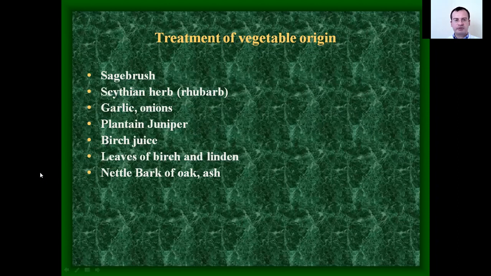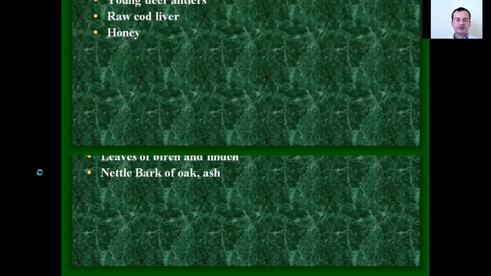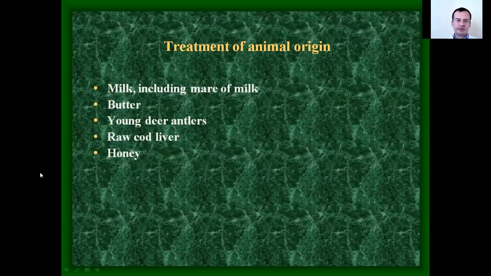Treatment of vegetable origin, such as sagebrush, Scythian herb, garlic, onion, plantain, juniper, birch juice, leaves of beech and linden, nettle, bark of oak and ash. Treatment of animal origin: milk, including mare's milk, butter, young deer antlers, raw cod liver, honey.